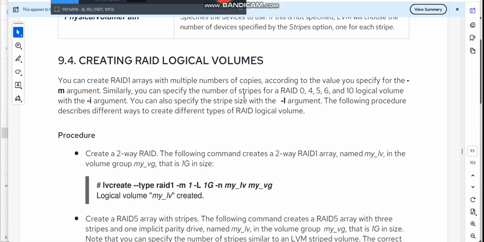Creating RAID logical volumes. You can create RAID 1 arrays with multiple numbers of copies according to the value you specify for the -m argument. Similarly, you can specify the number of stripes for a RAID 0, 4, 5, 6 and 10 logical volume with the -i argument. You can also specify the stripe size with the -I argument. The following procedure describes the different ways to create different types of RAID logical volume.